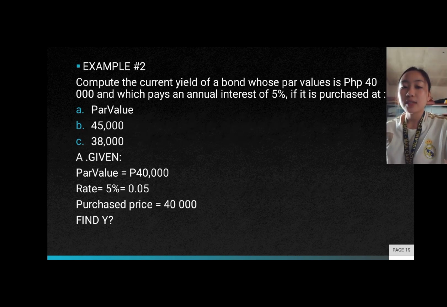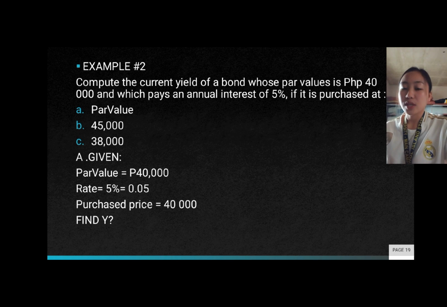Second example. Compute the current yield of a bond whose par value is 40,000 and which pays an annual interest of 5% if it is purchased at A, par value, B, 45,000, and C, 38,000. So, in this problem, we are going to compute the current yield. First, we will find the current yield at a par value of 40,000.